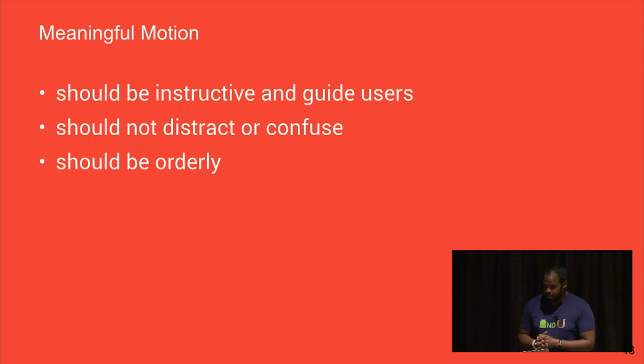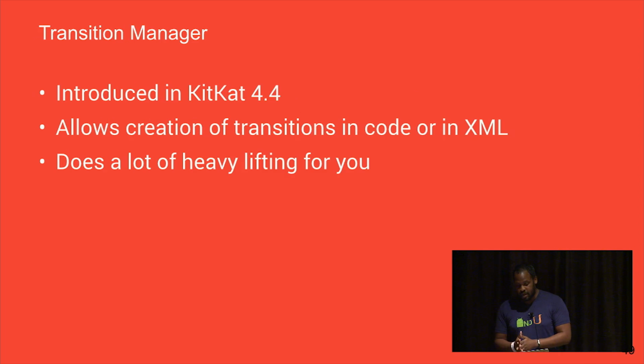So motion. Motion should be instructive and guide your users through your app. This is not the time to say, look at all this cool stuff that I can have whiz around the screen. So it shouldn't distract them, confuse them, and it should be generally orderly. And this goes back into the things about Gestalt where we want to bring order to the chaos. And you don't want to freak out your users by having all of these elements coming in from all different sides.